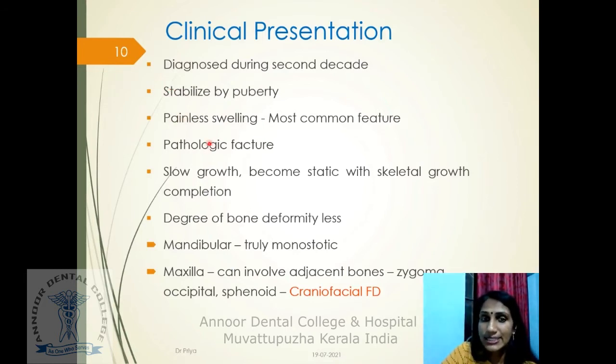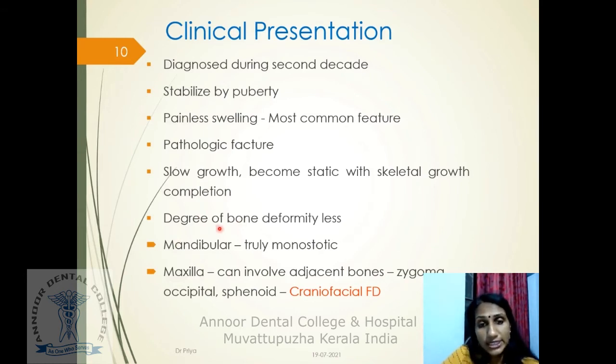What you're going to see is basically painless swelling. So you will have swelling of whichever bone is being affected, painless, asymptomatic swelling. And since the bone becomes weak because of abnormal bone deposition, the bone that is formed is by abnormal osteoblasts. So it's not proper bone formation. Since the bone is not proper, it's immature, it leads to pathological fracture of bone. It's a slow growth. And by the time the person reaches adulthood, where the entire body growth becomes static, fibrous dysplasia also becomes static. So it becomes static with skeletal growth completion.